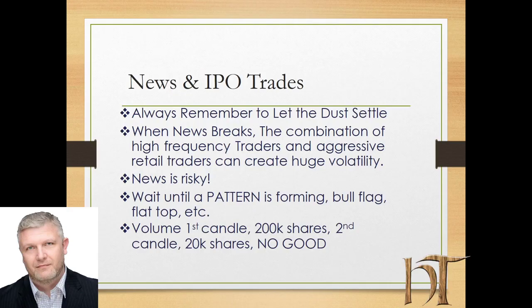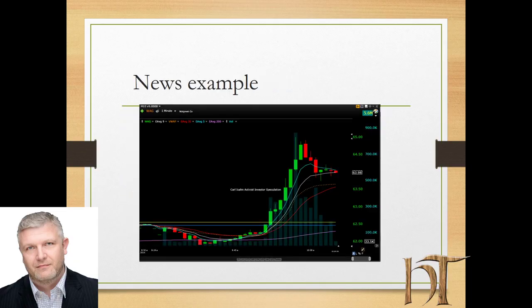All right. So the first candle, 200,000 shares. Second candle, 200,000 shares. Oh, sorry. Second candle, 20,000 shares. That's not good. All right. We want to see sustained heavy volume, and that's really important. So, an example.